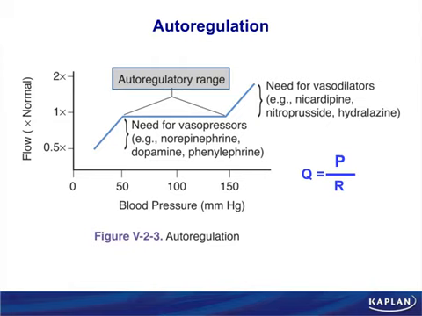Now, over that autoregulatory range, what that says is that as pressure goes up, we're keeping flow relatively constant, so resistance had to go up in proportion. And both myogenic and metabolic can explain this. If pressure goes down, then we are decreasing resistance to keep blood flow relatively constant. And again, both myogenic and metabolic can explain this response.